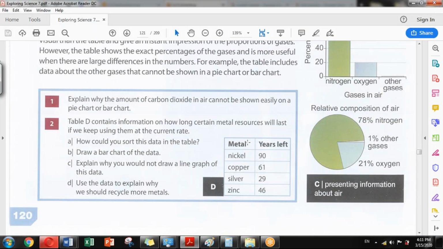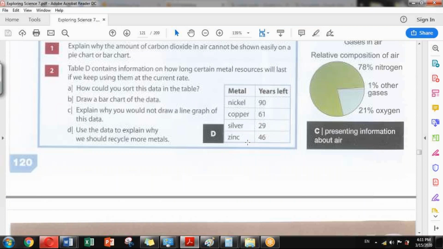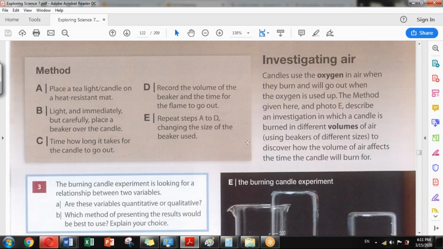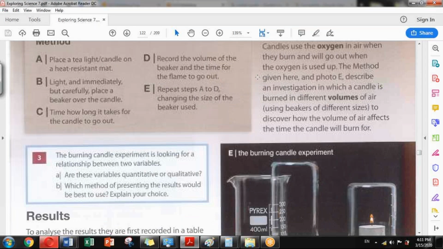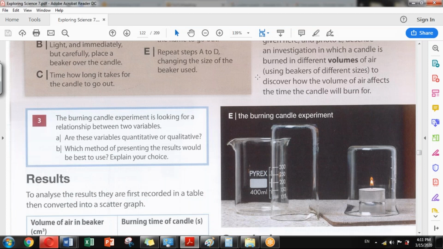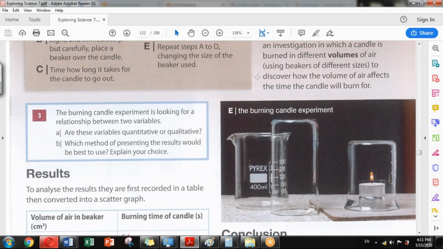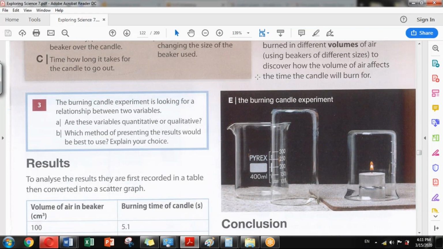And here we also have another example for you. Investigating air. Candles use the oxygen in air when they burn. As you know, guys, the burning process requires oxygen. If the candles are burning, it means that they react with the oxygen. If you have enough oxygen, the candle will burn. If you don't have, it will turn off. Okay, as you see here.